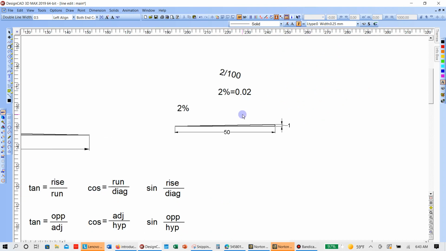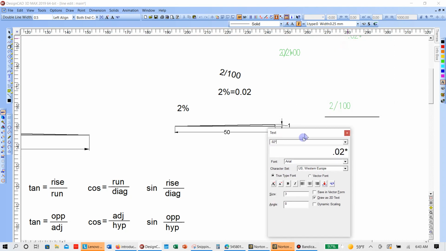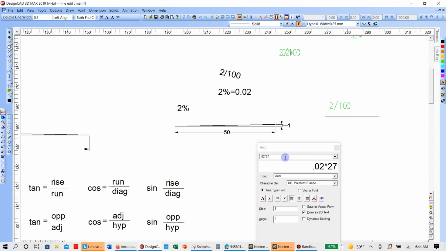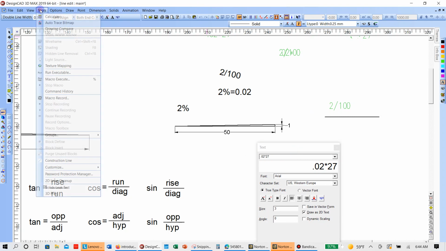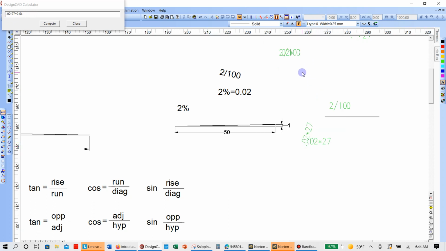And then we have, let's say you have 27 feet. E, point relative 27, enter. And you need to know what's the rise. So what you're going to do is the algebra. You just write multiply 0.02 times what we said, 27, enter, control C. I'm going to put that in the calculator. Control V, compute, control V equal, copy, and just go over there and get rid of that control V.